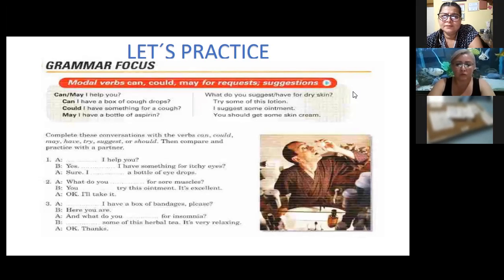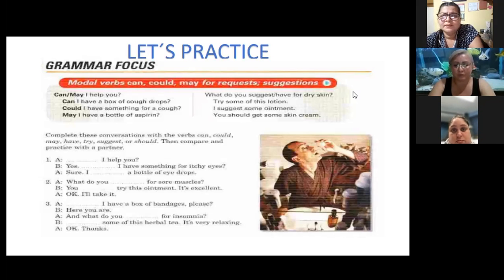Can I have a bottle of aspirin? ¿Podría darme un bote de aspirina? Entonces aquí ocupan la palabra bottle, como hablábamos de las aspirinas. Aquí las venden en cajas. Pero en otros lugares, like United States, for example, people can have a bottle of aspirin. Le venden ya el bote con la medicina.